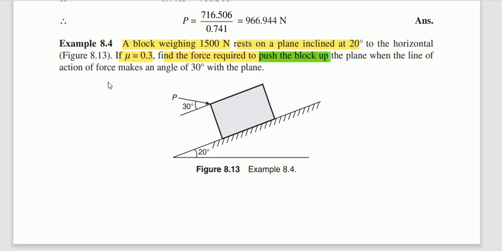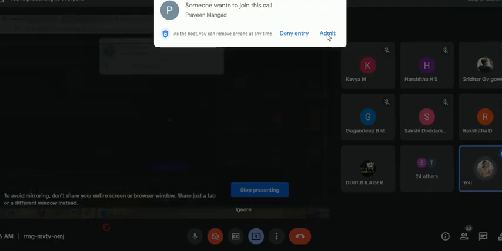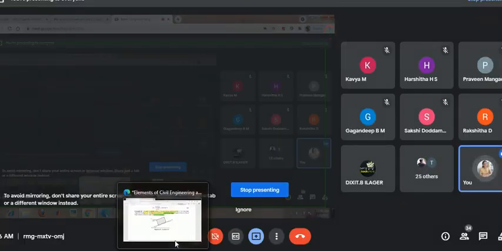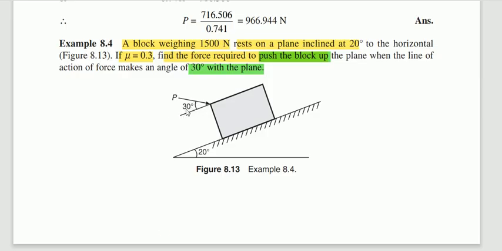Then the force makes an angle of 30 degrees with the plane. Whatever the P force acting on the block, that P force makes an angle of 30 degrees, as given in the problem itself. Try to understand here: the block is resting on the inclined plane, whose inclination is 20 degrees. A force P is acting. This is not a horizontal force and not a vertical force. This is an inclined force, with an inclination of 30 degrees as given.